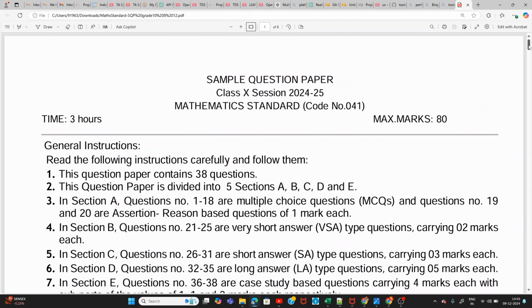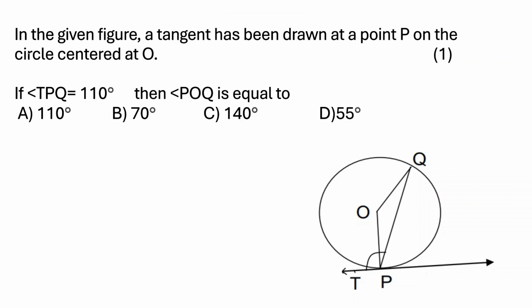Okay, let's start. Our first question is, in the given figure, a tangent has been drawn at a point P on the circle centered at O. If angle TPQ is 110 degrees, then find angle POQ. So we have to find this angle, right? And it is one more question.